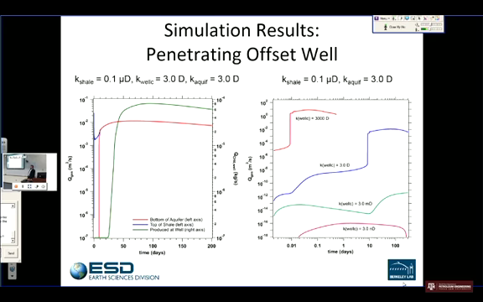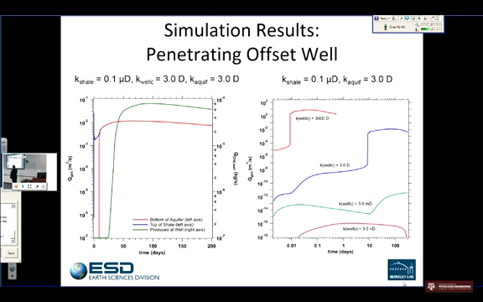Okay, if we now have the shale reservoir connected to the aquifer through a penetrating well, an abandoned offset well.